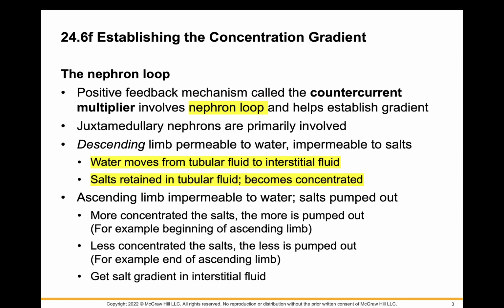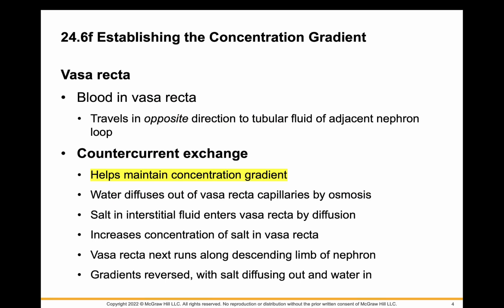That's important. Now, we have the vasa recta. The blood in the vasa recta is traveling in the opposite direction to the tubular fluid of the adjacent nephron loop. Remember, the vasa recta are capillaries associated primarily with the nephron loop. So now we're going to refer to the vasa recta as the countercurrent exchange. Now here we're talking about maintaining the concentration gradient. That's important that we realize the difference between the two. The countercurrent multiplier is establishing the concentration gradient, whereas the countercurrent exchange is maintaining it.